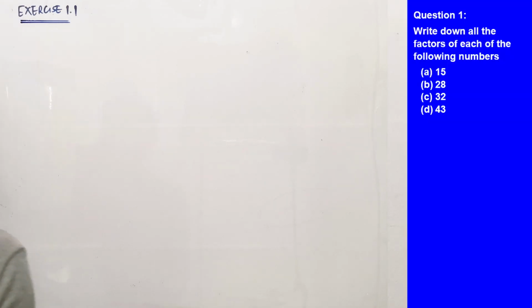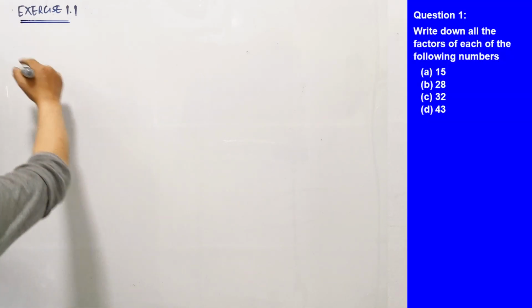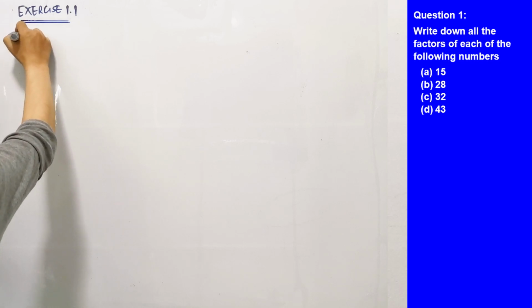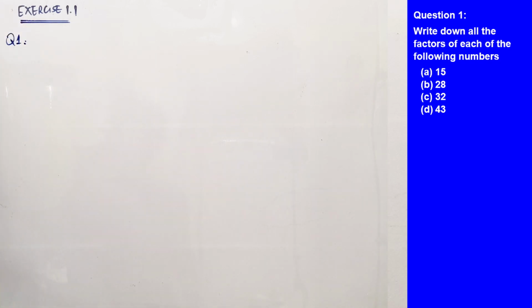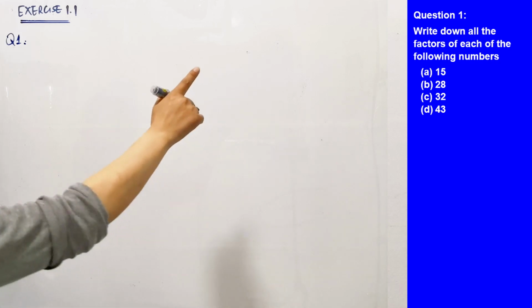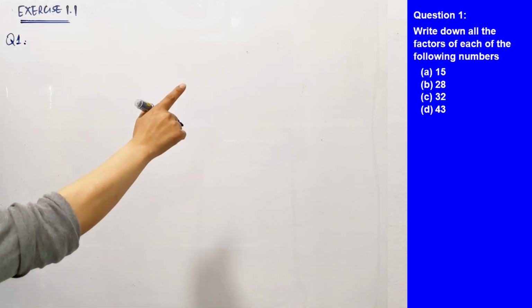Okay, this is exercise 1.1. Let's look at the first question. Question 1: write down all the factors of each of the following numbers.